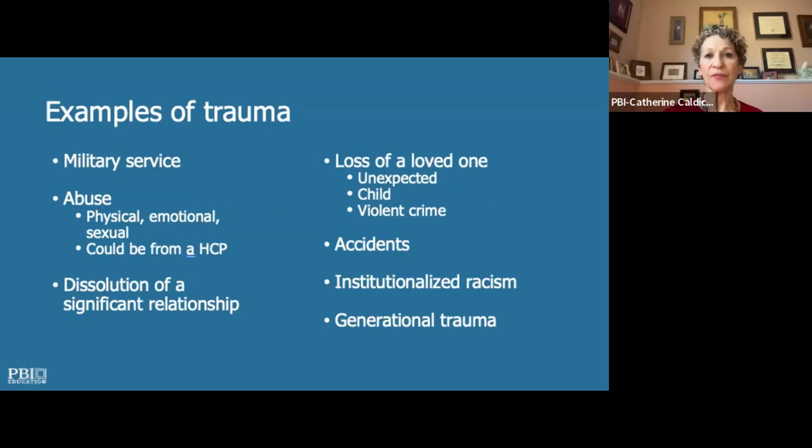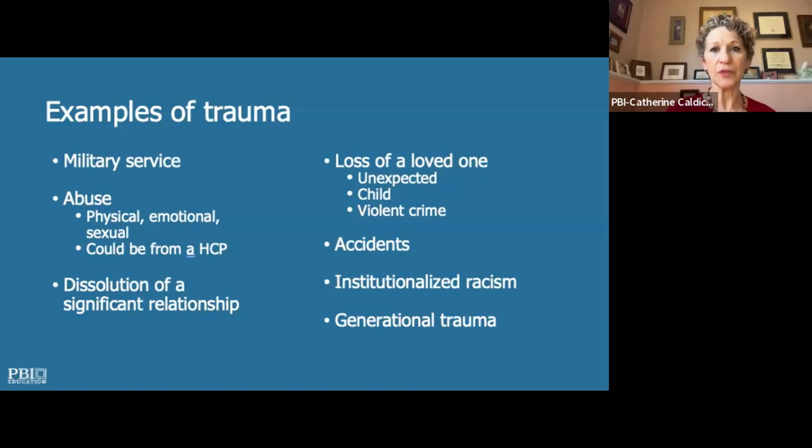Military service, abuse of various kinds, including abuse at the hands of a healthcare professional, the dissolution of a significant relationship, the loss of a loved one, in particular if that loss was unexpected, if the loved one was a child, or if it was through violent crime, accidents, institutionalized racism, and generational trauma.